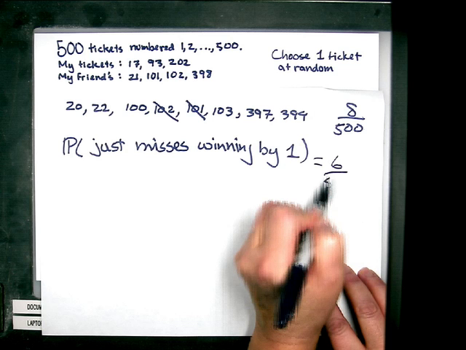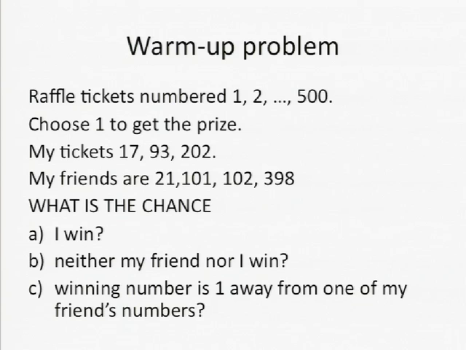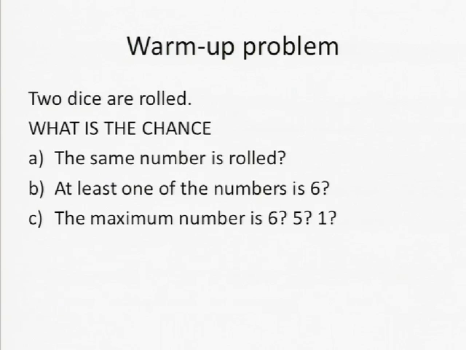Okay, I want to go back to the next question. 2 dice are rolled. What's the chance the same number is rolled? At least one of the numbers is 6. The maximum number is either a 6, a 5, or a 1. I'll tell you what I find useful when I solve this problem is to distinguish between the 2 dice. It doesn't say that in the problem, but I find it easier to solve. I think of one as colored red and the other as colored blue. And I roll those 2 dice, and so I can kind of keep track of the 2 dice that way.